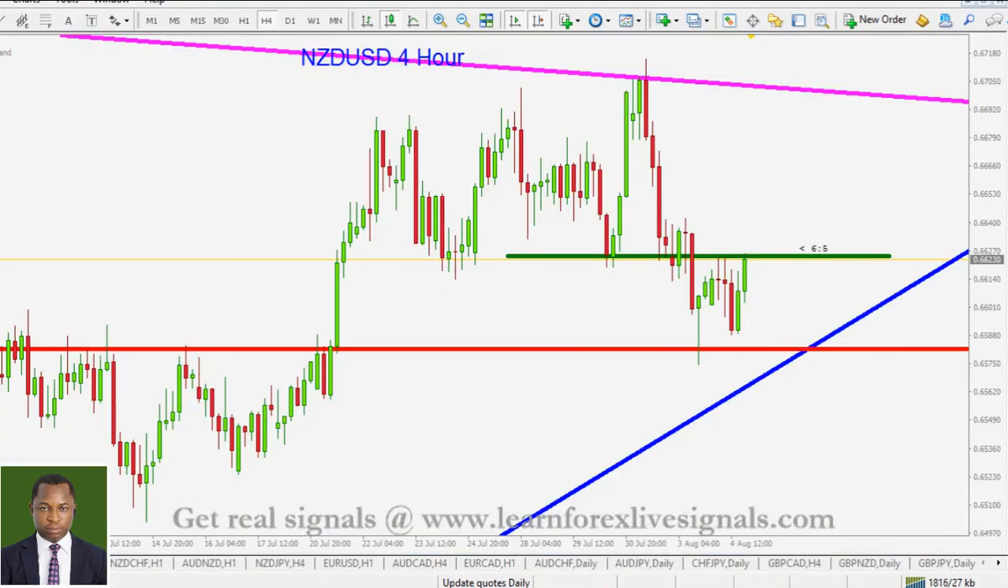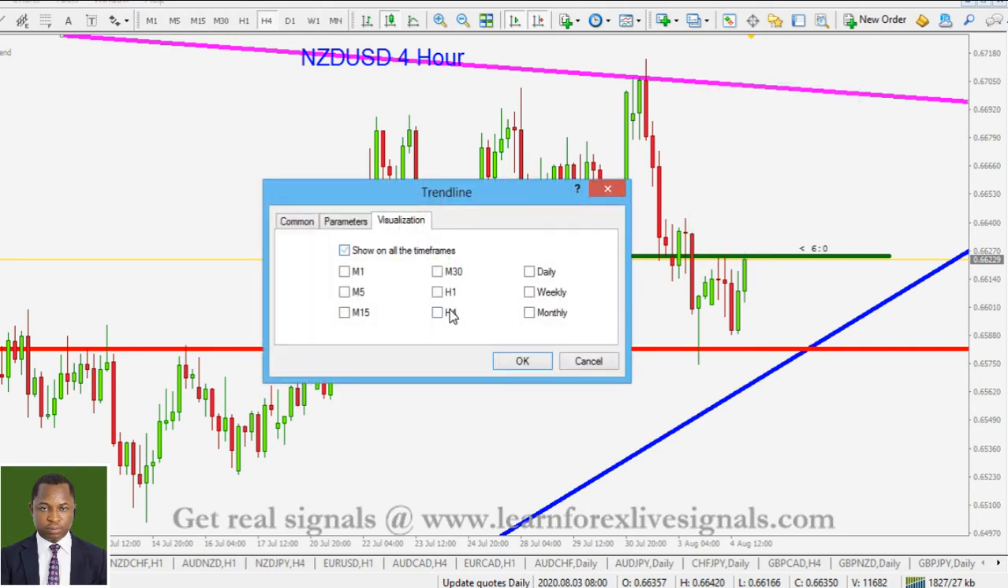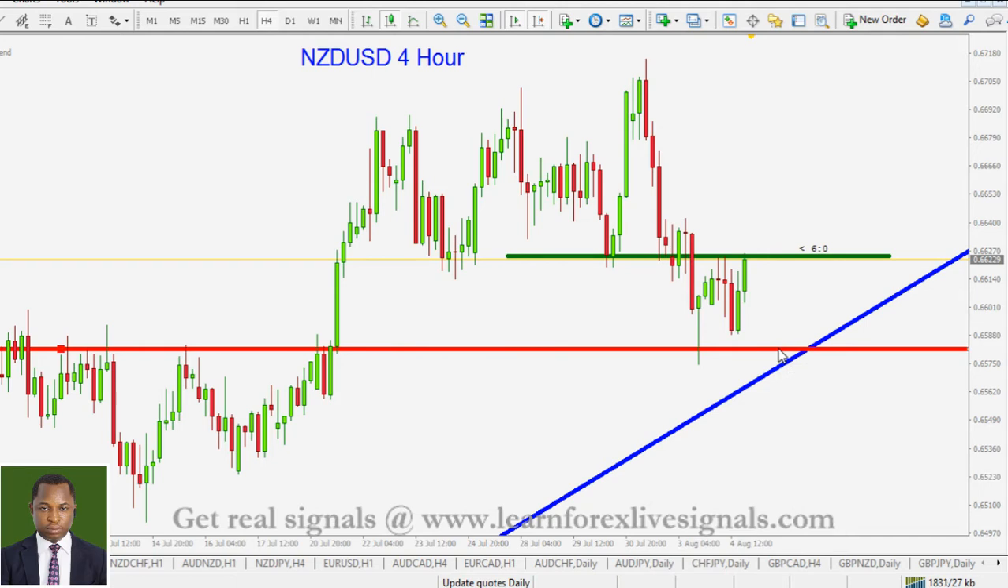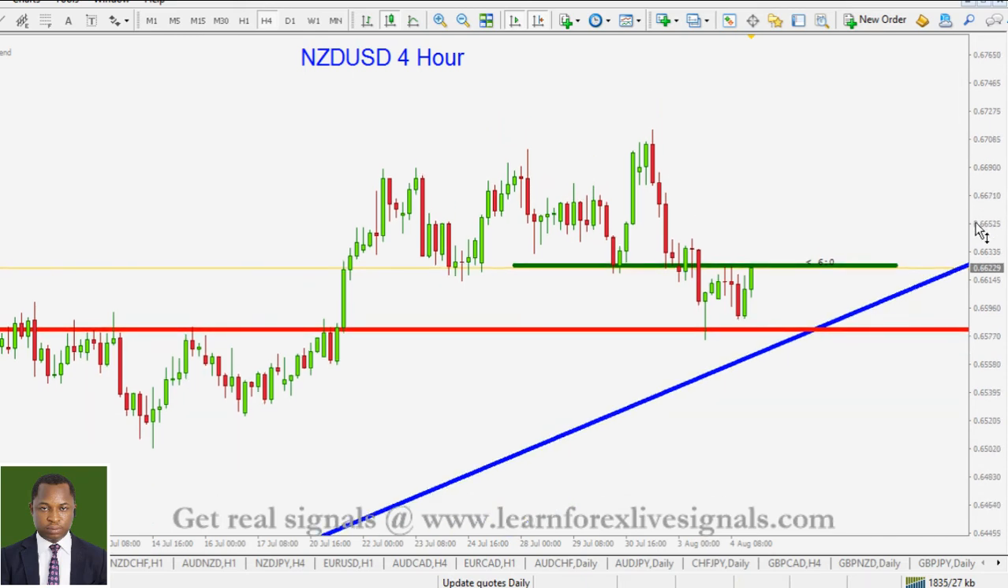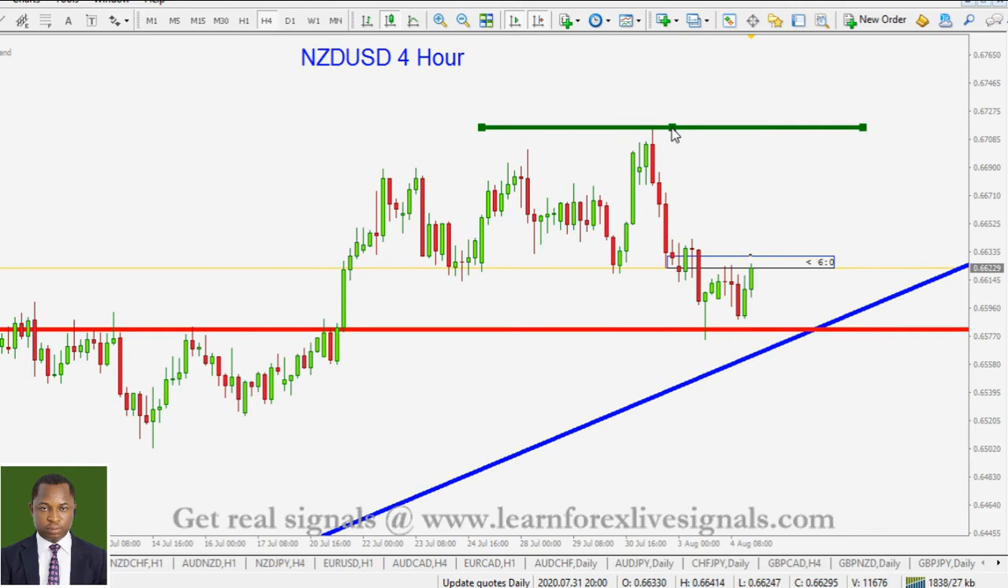Now, looking into the charts, the first pair is the New Zealand dollar against the American dollar. As you can see here in the 4 hours time frame, price is reacting off the daily level of support. And as we probably know, the American dollar has been in a very bad, terrible state. So we need to keep taking advantage of that American dollar weakness.